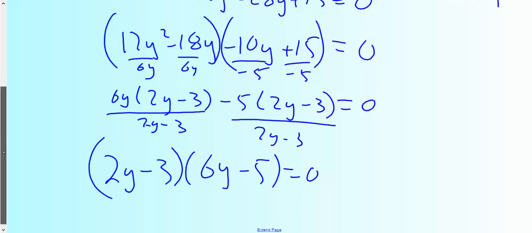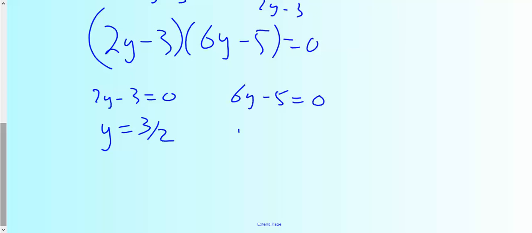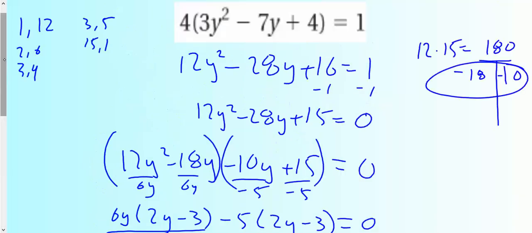Both of these are a little more complex. We're going to set each one equal to 0. 2y minus 3 equals 0. That gives me y equals 3/2, and 6y minus 5 equals 0. That gives me y equals 5/6. And there's your answers. So that turned out a little bit better than I thought it was.